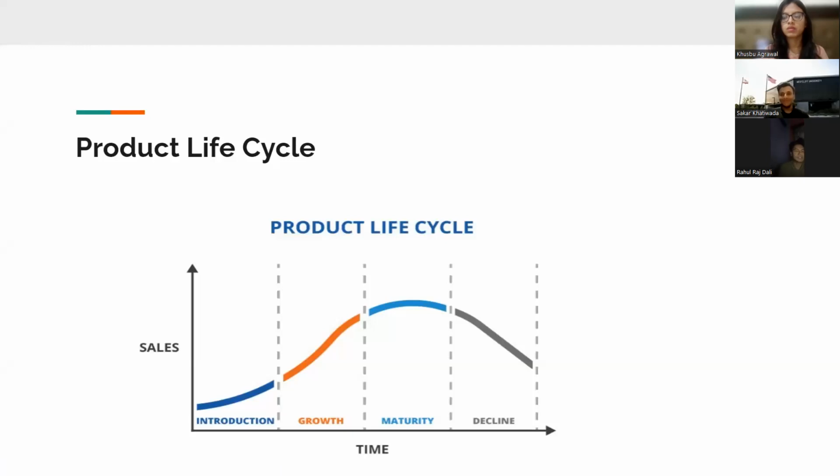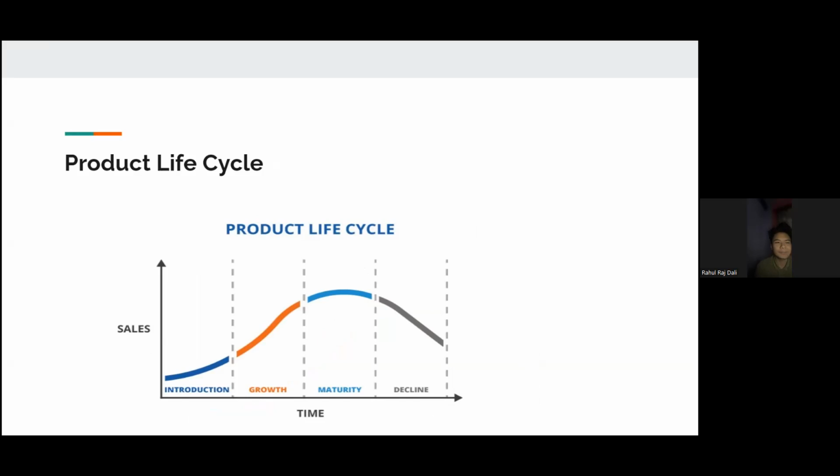Yep. So the life cycle is a concept that describes the different stages a product goes through from its introduction to its eventual decline. Basically, the four stages of a product life cycle include the introductory, growth, maturity, and declining stage. Each stage represents different challenges and opportunities for a product, and understanding them is a very vital part for any business in order to make informed decisions about its marketing and production strategies.